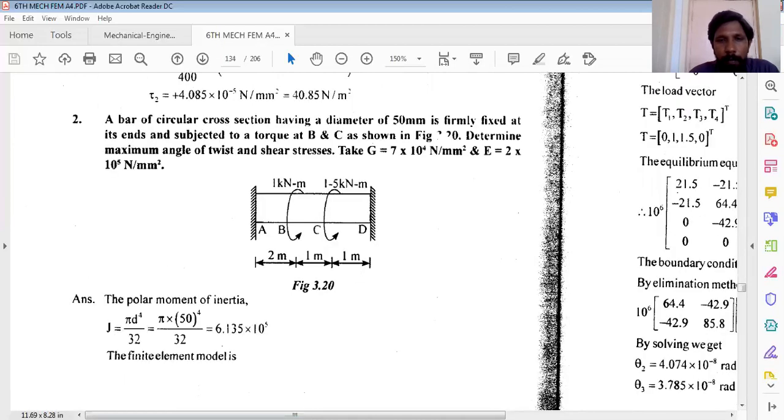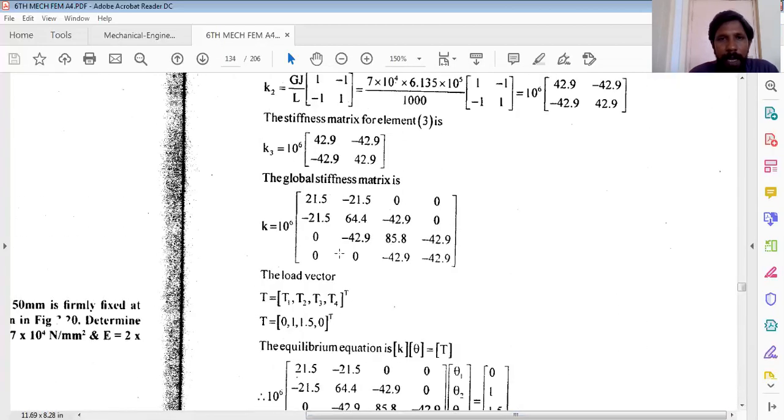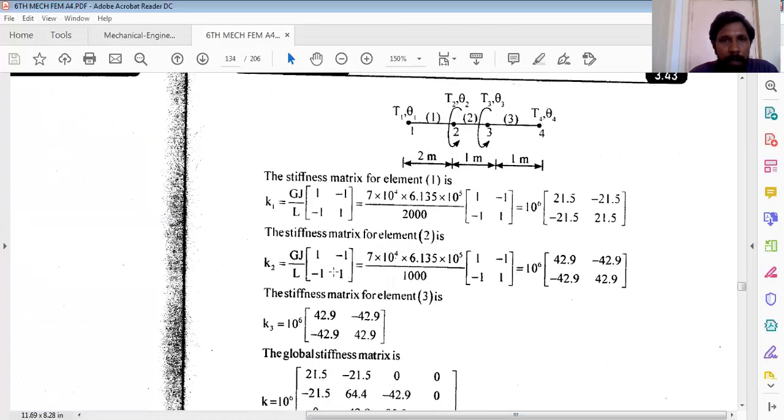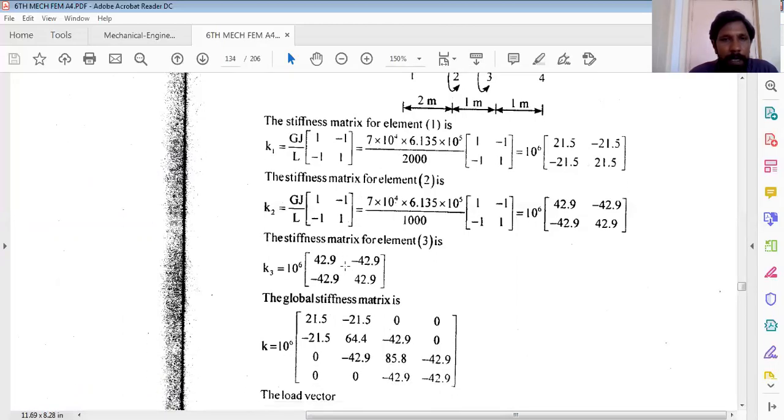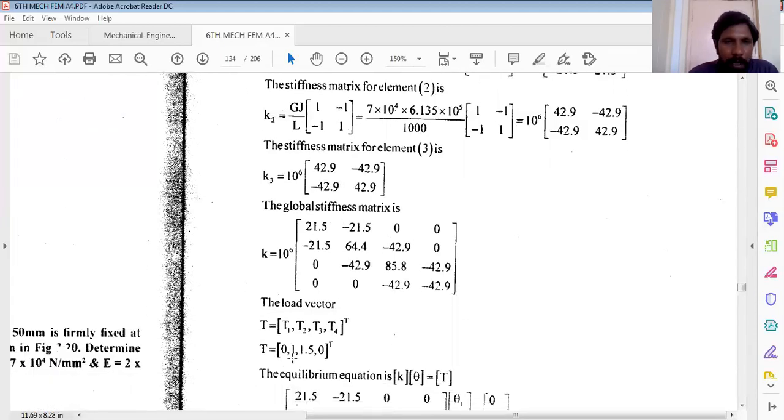Once we have the value of polar moment of inertia, we can go for calculating the stiffness values of element 1, element 2 and element 3. We have the stiffness matrix as GJ by L in the matrix of 1, minus 1, minus 1, 1. We can substitute the given values of G, J and L for element 1, element 2, element 3, and in the next step we add all three stiffness matrices. We form the load vector T1, T2, T3, T4 corresponding to nodes 1, 2, 3, 4, and we have loads in terms of torque as 1 kilonewton meter and 1.5 kilonewton meter.